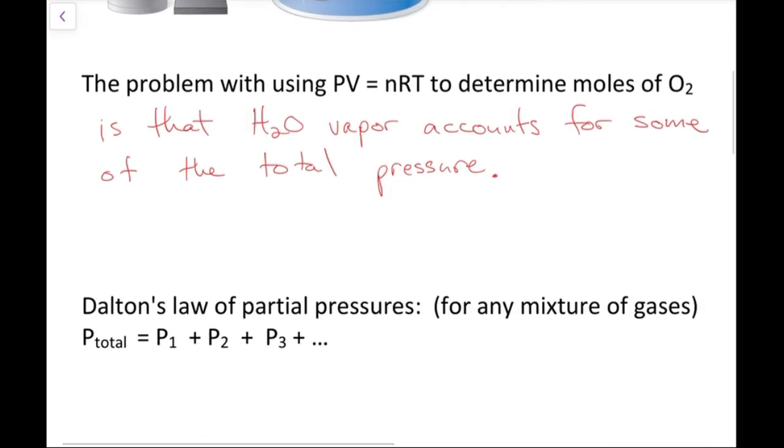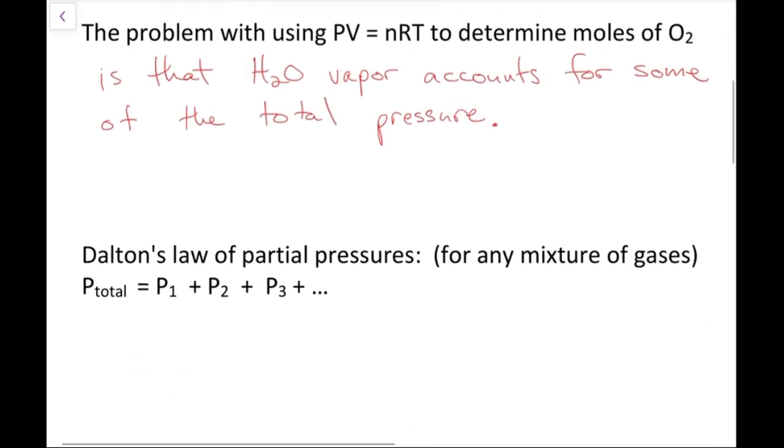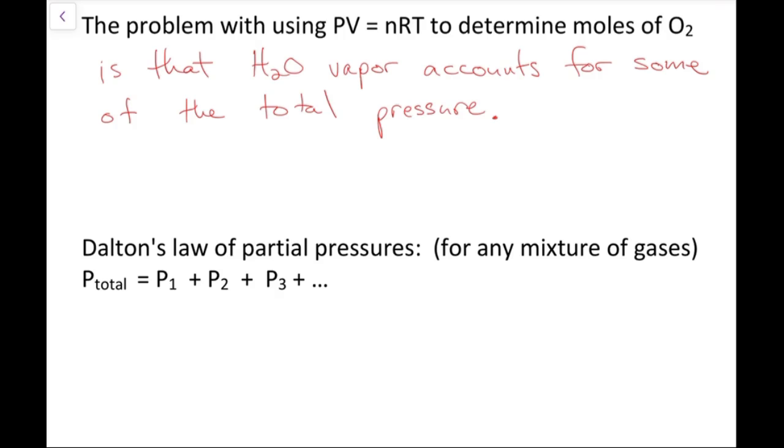But this all comes from Dalton's law of partial pressures. It's very simple. Anytime we have a gas mixture, the pressures are due to each individual gas in that mixture. So if you have two gases, like oxygen and water vapor, the total pressure is equal to the sum of those two gases. So for example, let's say the pressure in the room is 762 mmHg.